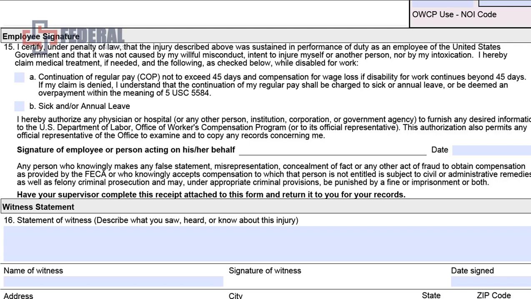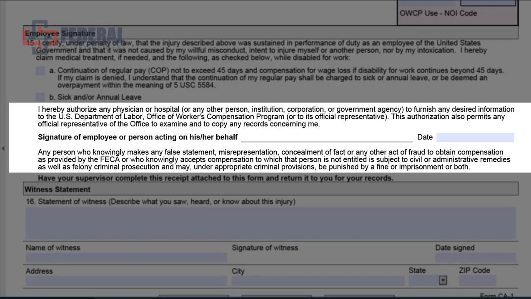Most people just decide to go ahead and use continuation of regular pay and not fool around with leave buyback forms later on. Now, after the 45-day period is over, if your claim is still not accepted at that point, then you will have to use sick or annual leave. I can't tell you what to use here, but you do have to select between one of these two. Once you've made your decision, read this paragraph here and sign your form.